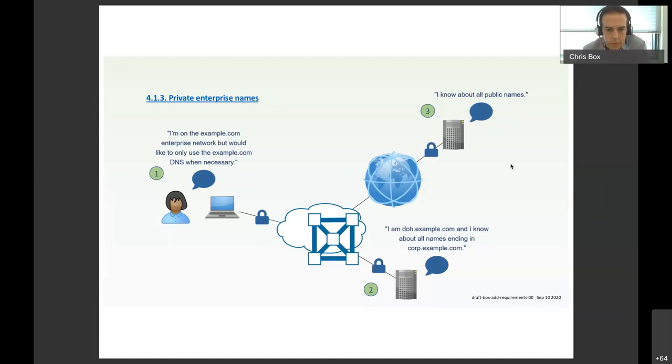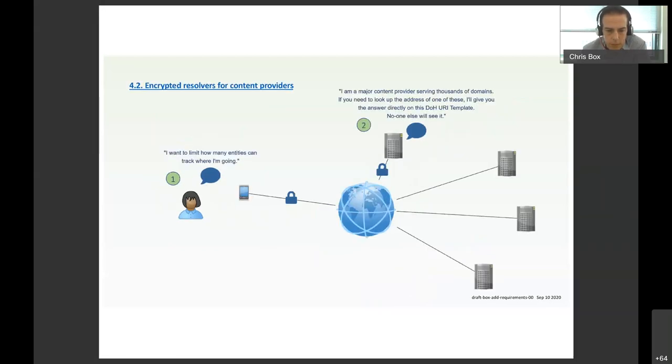This is different. This is an end user that's saying, I want to limit how many entities can track where I'm going on the internet. And one of the places that they're going is hosted on a major content provider, which is number two in the picture. And the content provider has a way of saying, if you need to look up the address of one of the names that I serve, that I'm responsible for, I'll give you the answer directly on my WRA template. And if you do that, no one else will see it.